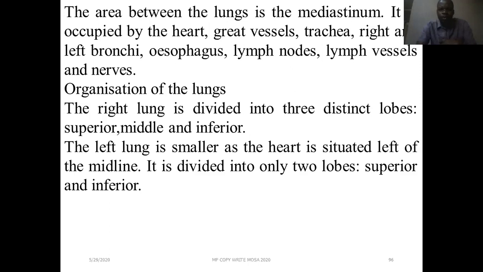So if you look at the right lung and the left lung, the left is smaller because much of the space is being taken up by the heart. If you look at the anatomy of the heart, it is more suited to the left lung. And this explains why it has only two lobes, because much of the space is taken up by the heart. It is divided into two, that is superiorly and inferiorly.